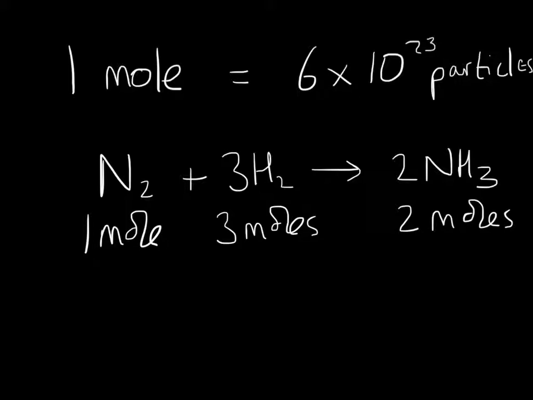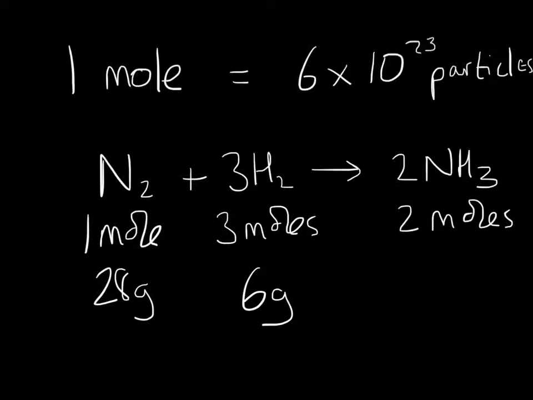And because of the relationship between the mole and the relative formula mass and the actual mass, I know from writing this that 1 mole of nitrogen is the same as 28 grams of nitrogen, because the relative formula mass of N2 is 14 times 2, which is 28, and 3 moles of hydrogen is 6 grams, because each hydrogen molecule has 2 hydrogen atoms, and the relative formula mass of hydrogen is therefore 2, and 3 moles therefore weighs 6 grams.